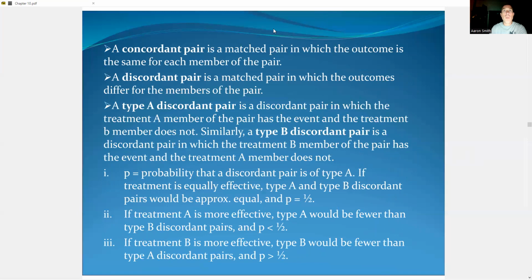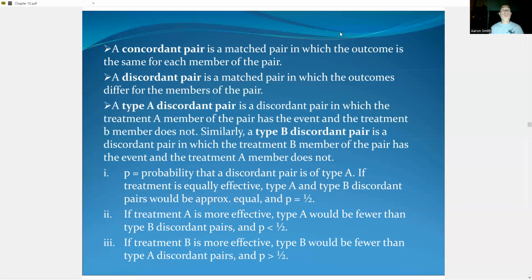All right, so now let's talk about this. This is leading into McNemar's test. Concordant data is a matched pair in which the outcome is the same for each member of the pair. Discordant data is a matched pair in which the outcomes differ for the members of the pair. So here, let's say I represent my two populations that I'm sampling from as 0 and 1, and I represent failure as 0 and success as 1.